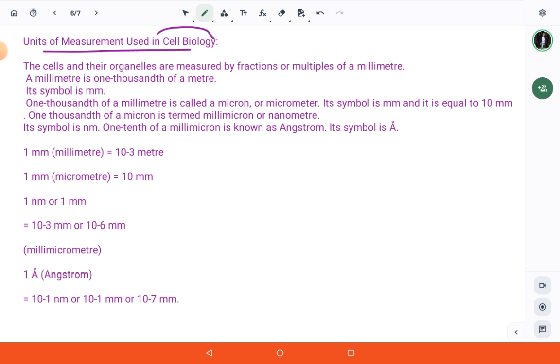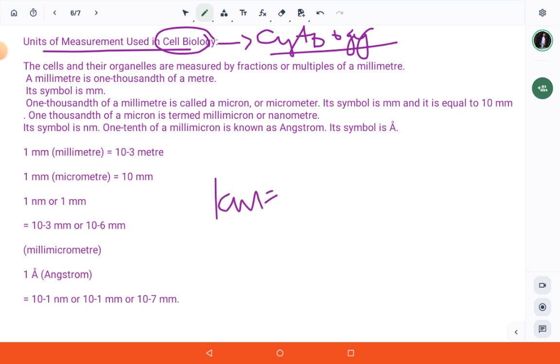Now what is cell biology? Cell biology means cytology. Okay, it just means cytology. Now, the cells and their organelles are measured by fractions or multiples of a millimeter. Millimeter, 1 centimeter is how many millimeters? For this, you need your maths to be strong. 10 millimeters, correct? So, 1 centimeter has 10 millimeters, correct? So, the cells and the organelles are measured by fractions or multiples of a millimeter.